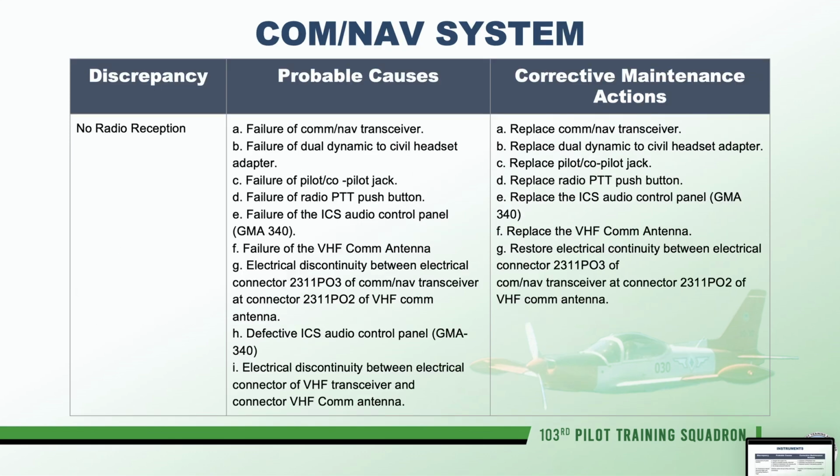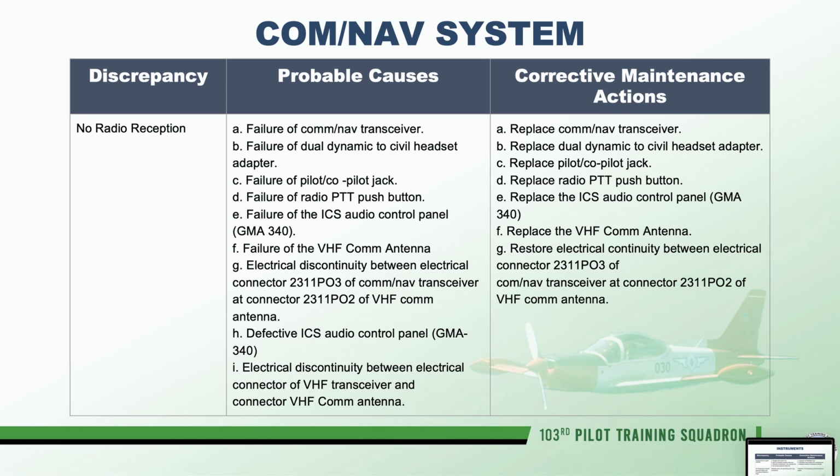Now we'll explore communication and navigation systems, which are essential for safe and efficient flight operations. In this section, we'll address radio and navigation equipment failures, focusing on systematic troubleshooting to restore functionality.